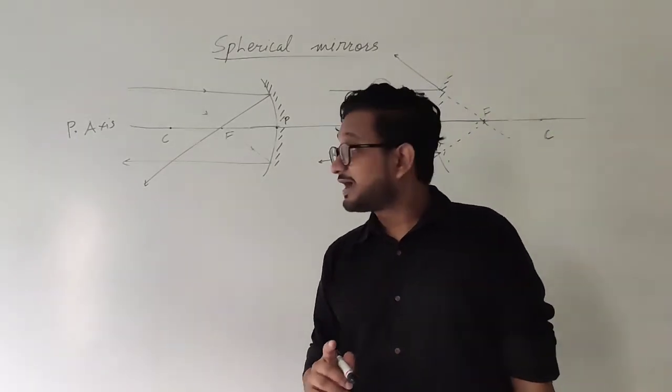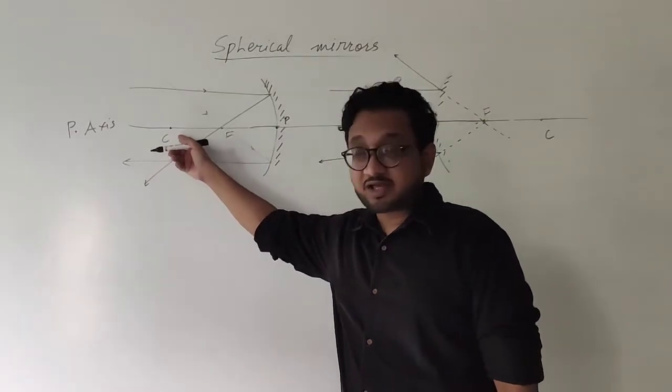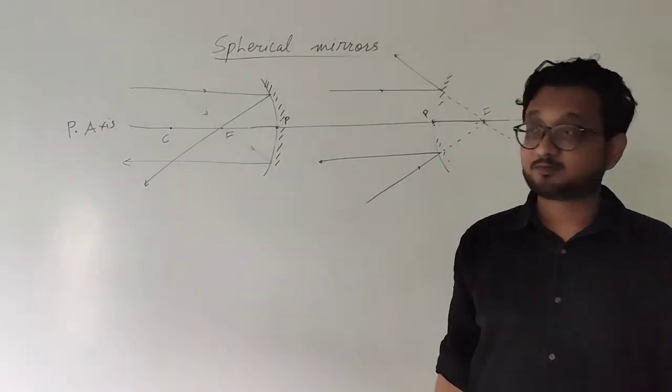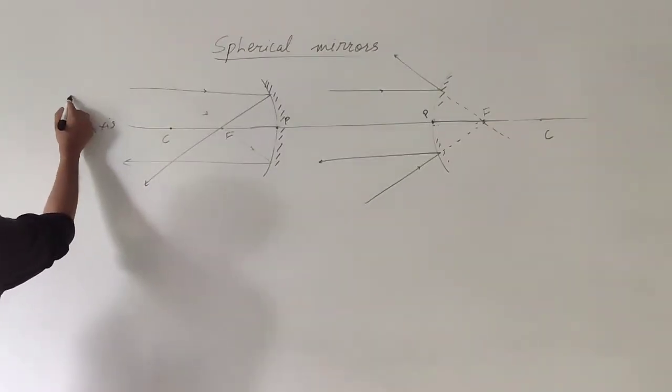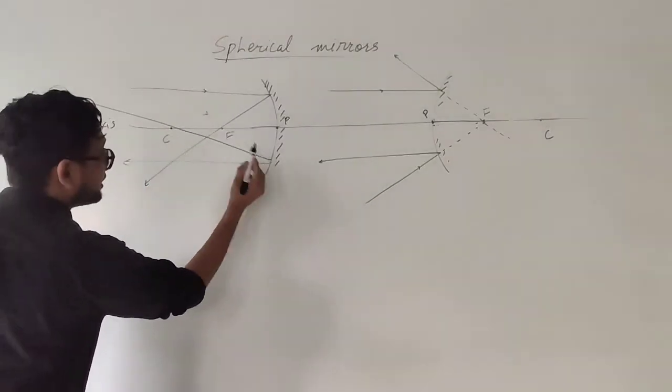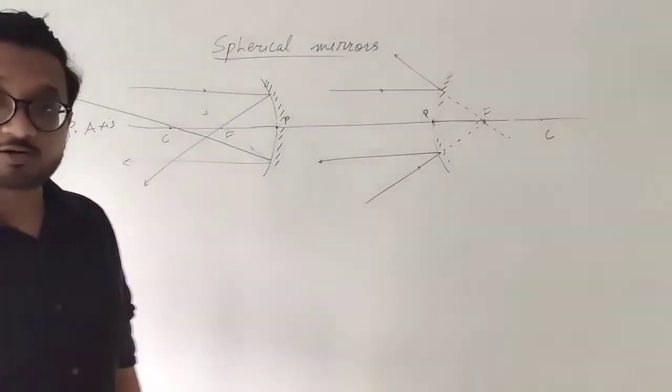Now the third case is very easy and simple to understand. So when the ray of light passes through the center of curvature and then is incident on the mirror. Okay. So this is very easy. Suppose we have a ray of light which is passing through the center of curvature and being incident on the mirror.